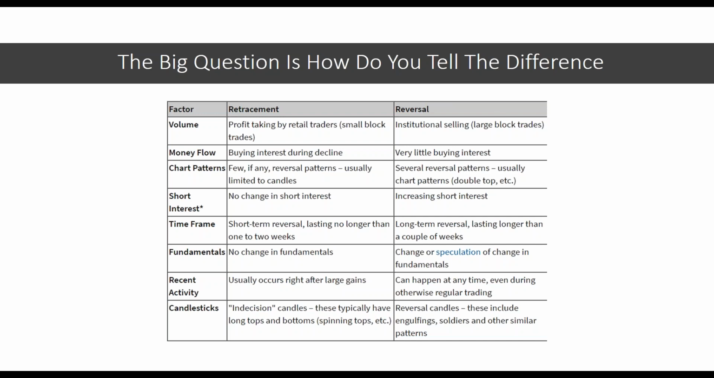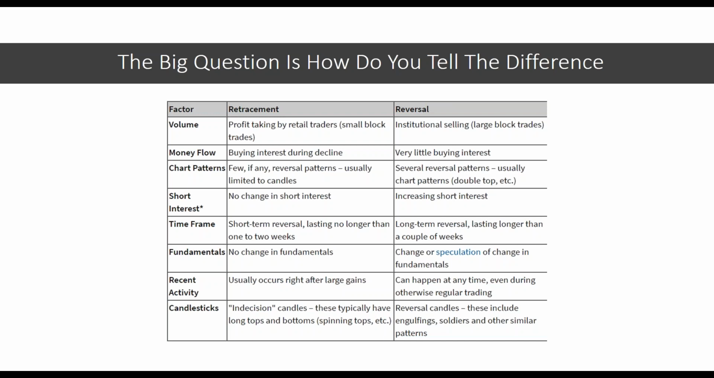Shorting interest. Now, if we're in an uptrend, we may see increased shorting interest. If you have a retracement, you're not going to see any change in shorting interest. If it's a reversal, you're going to see growth in the amount of people shorting that asset, or the reverse if you're in a downtrend.